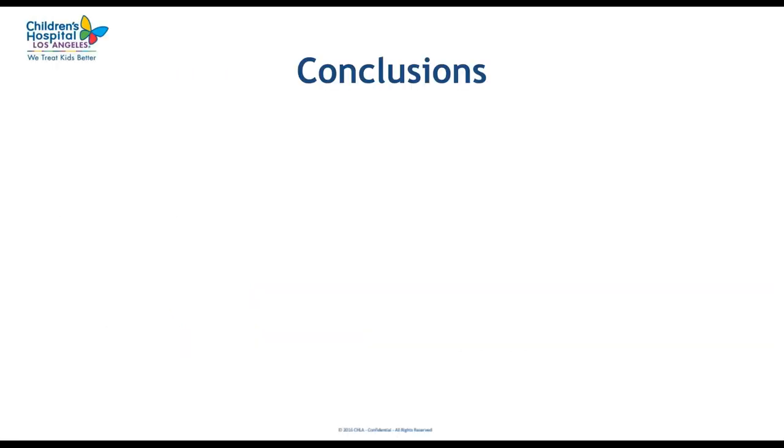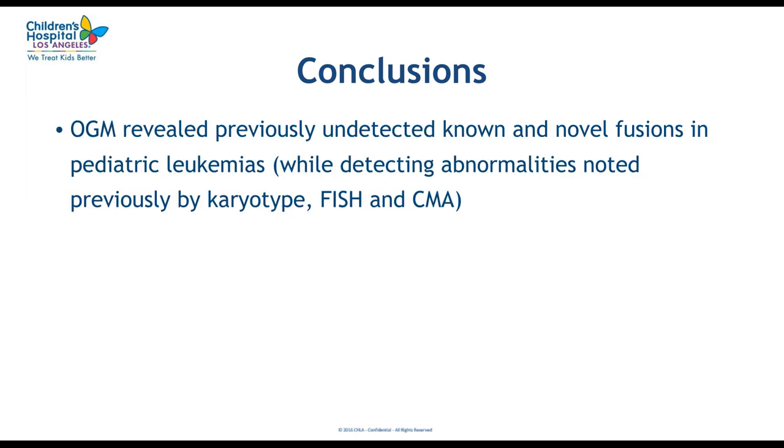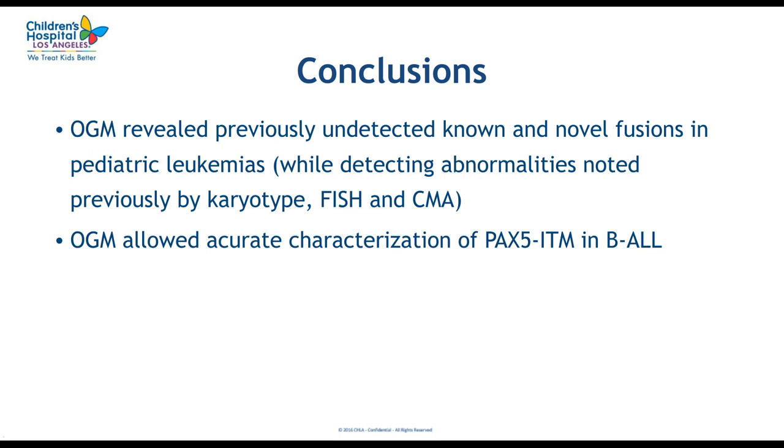So to finalize, our overall conclusions from the two studies that we were able to conduct so far using optical genome mapping. In the first study, we verified that it can detect previously undetected, known, and novel fusions in pediatric leukemias, while also detecting abnormalities that we previously detected by our routine testing, like karyotyping, FISH, and chromosomal microarray studies. And then in the second study, we demonstrated that optical genome mapping allowed accurate characterization of PAX5 intergenic tandem multiplication, so it has advantage in studying repetitive regions.